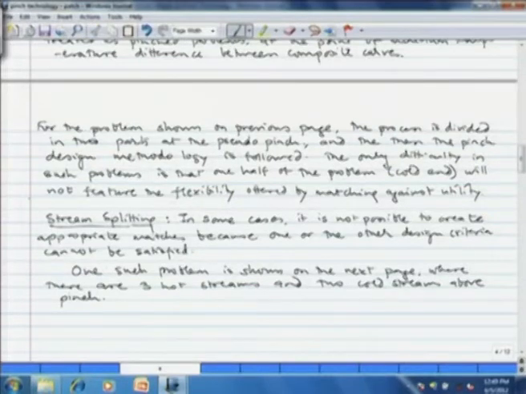So, these problems are very much similar to the problem that we have seen, which has a pinch. The same pinch design methodology can be followed for such problems. However, the only difficulty in such problems is that one half of the problem, that is the cold end, will not feature the flexibility which is offered by matching against the utility.